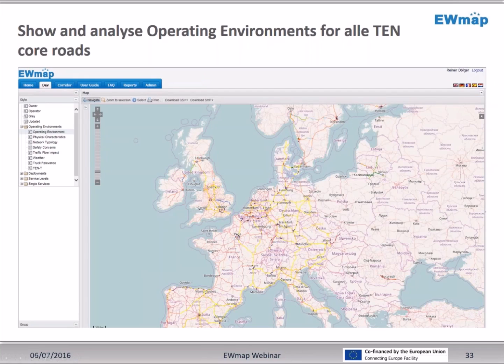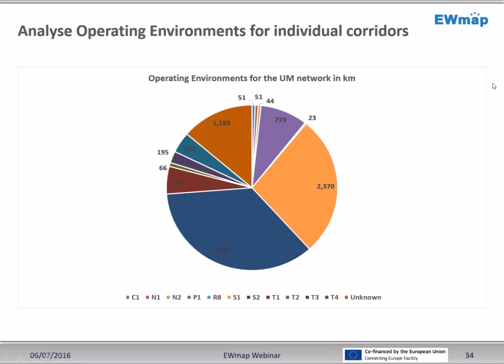You can do that for all TEN-T core roads, for instance. Next slide, please. You can produce breakdowns like this one. I think this is nothing else but a pie chart of the data that Hartley has just presented. So you can do a lot more of this kind of analysis, not only for entire corridors, but you can compare parts of the corridors.